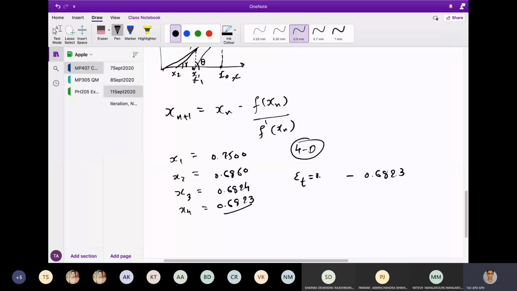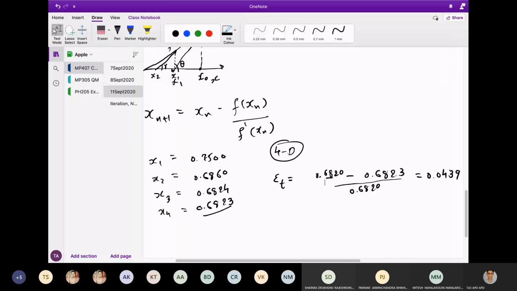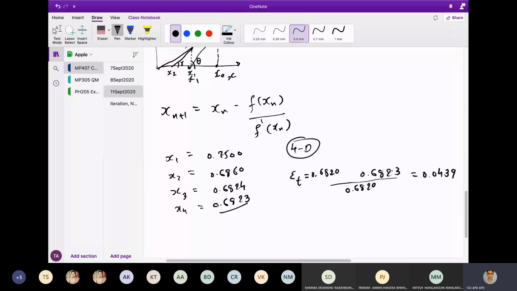And if I consider it to be 0.6820, if that is the answer, then the percentage of error should be, so that is going to be equal to, it will be 0.0439 percentage if this is your exact answer, 0.6820.